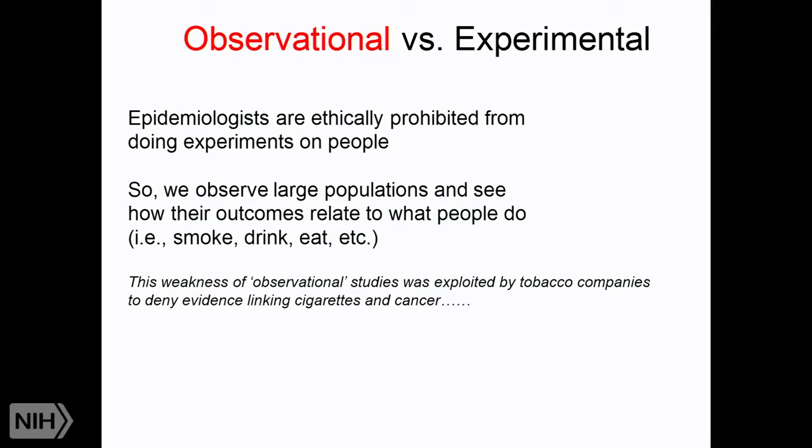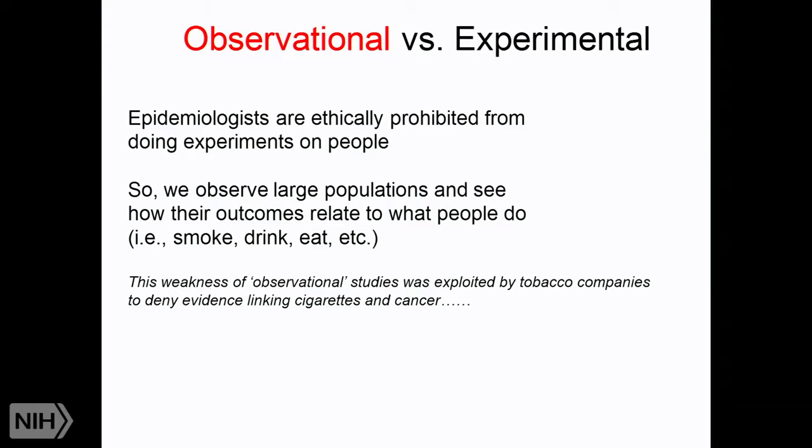The weakness of observational studies was something that was exploited by the tobacco companies when the first studies emerged relating tobacco to cancer. They said, well, this really does not have a firm basis. How do you know that it's not smoking, but it's the personality? Smokers have a more adventurous, outgoing personality, and that may be what really causes the lung cancer association. And so epidemiologists from the very beginning have been concerned with establishing causality.